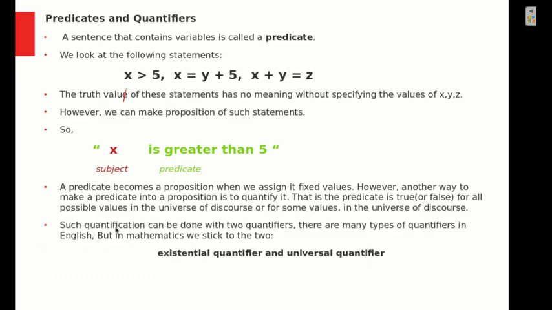Such quantification can be done with two quantifiers. There can be many types of quantifiers in English, but in mathematics we stick to the two. So the first one is going to be existential quantifiers, and the second one is going to be universal quantifiers. So now we're going to see the existential quantifiers and the universal quantifiers in the next slide.